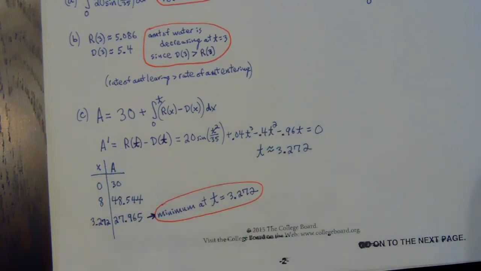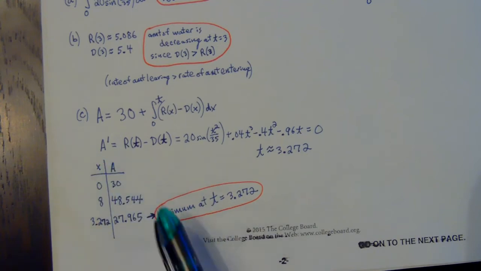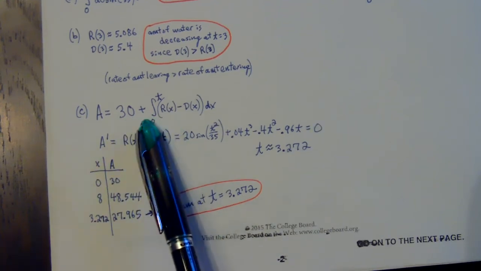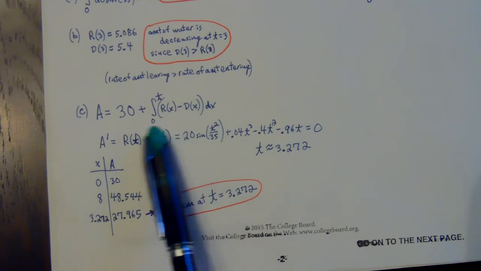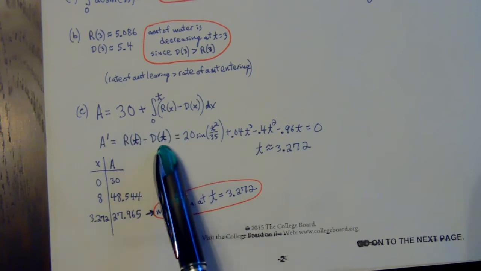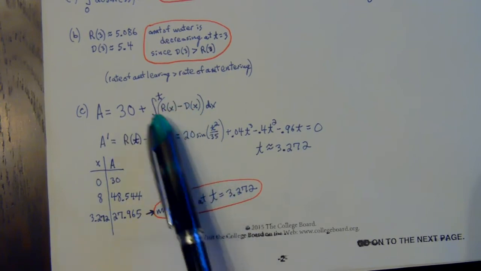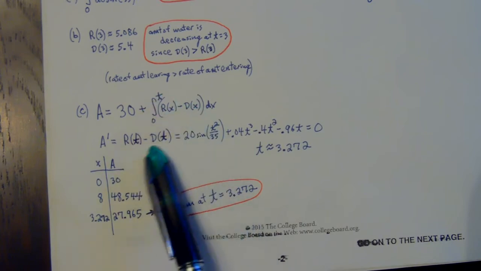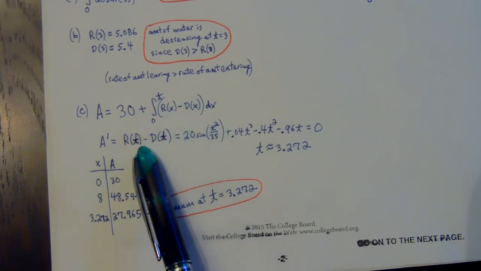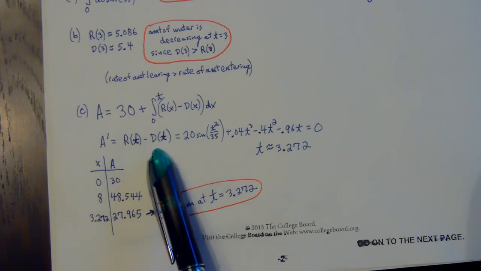Here's how you obtain the critical numbers. You take the first derivative, set it equal to 0. So the derivative of that is 0. The derivative of an integral is just that inside part. So that becomes R of T minus D of T. That's like your second fundamental theorem of calculus there. We just plug in the T's there. The derivative of an integral is just that inside function.